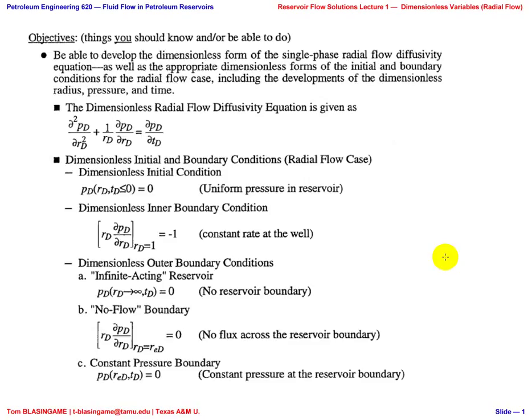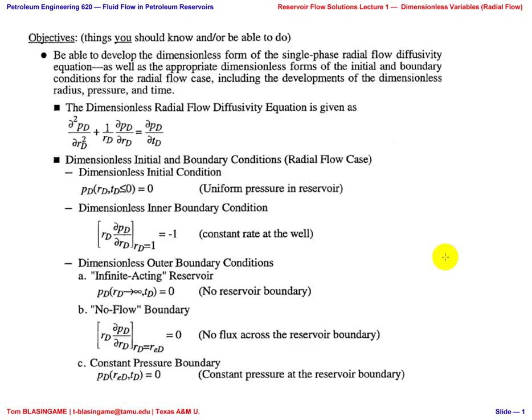Now, what's the characteristic pressure? Oops. We can't really define it in terms of pressure because pressure has a specific scalar value. The initial pressure is different for every case. But what's the same for every case?